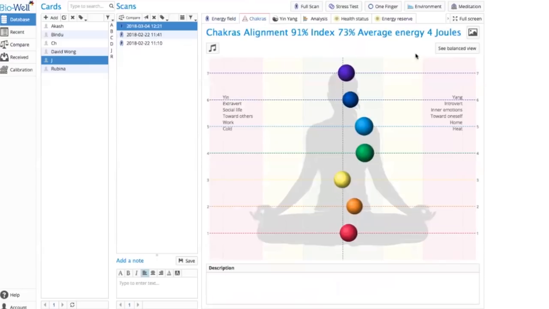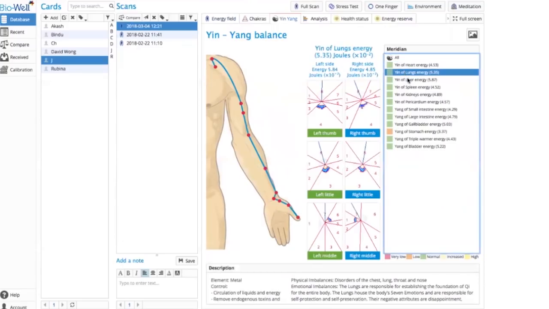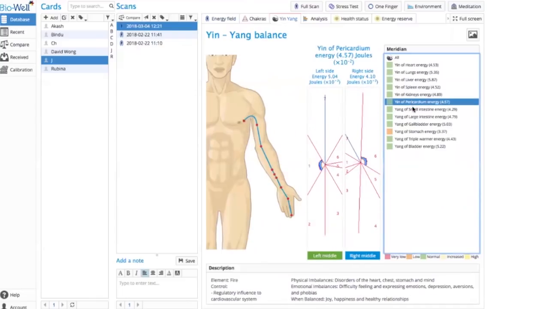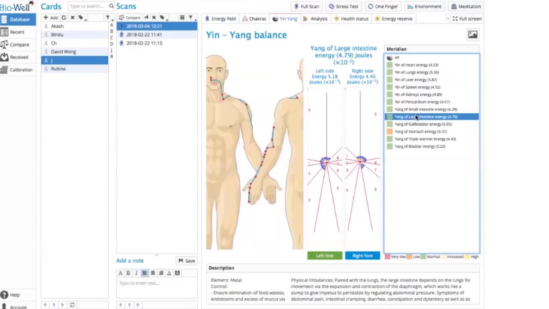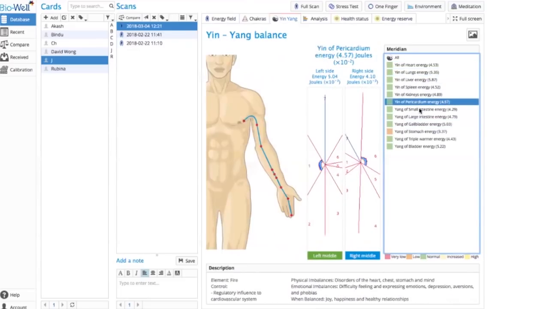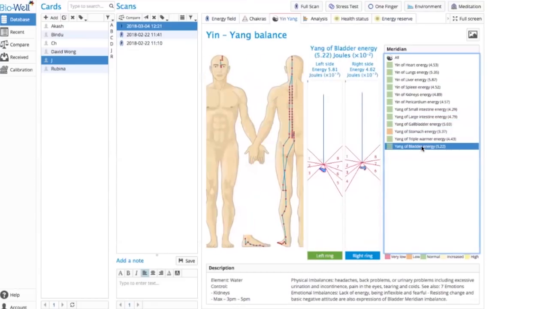Ideally, you want to have really big circles in the middle, aligned perfectly like that. That's the ideal. So it shows you your yin and yang balance. Based on the meridians, it'll calculate the energy from both sides of your meridians, from the heart, lungs, liver, spleen, kidneys, pericardium, small intestine, large intestine, gallbladder, stomach, triple warmer, yang, bladder energy. And this is from Chinese medicine and also from Ayurvedic medicine.